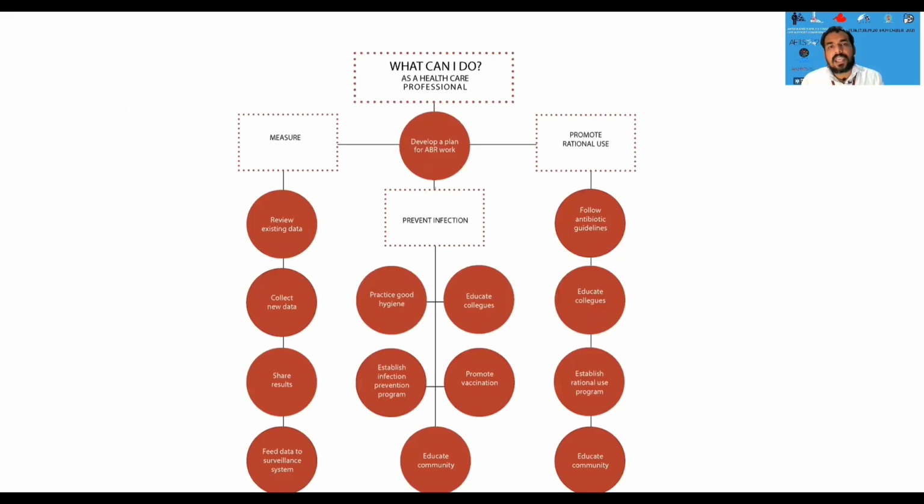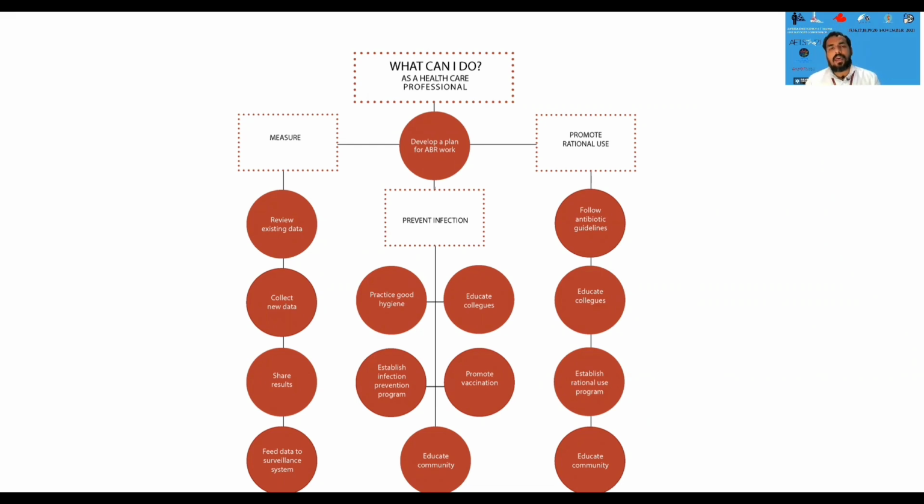Okay, if that is the case, what can I do as an individual, as a healthcare professional? So we need to develop a plan for antimicrobial resistance. One thing which we all need to do is start measuring. Unless we have metrics, there is no way to improve. You need to have the data so that you can work on it, and then you can improve yourself. So review the existing data, collect new data, share the data so that everyone can see it and act on it. Then feed data to the surveillance systems.